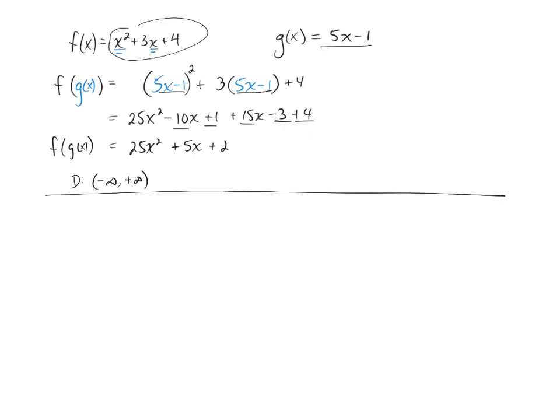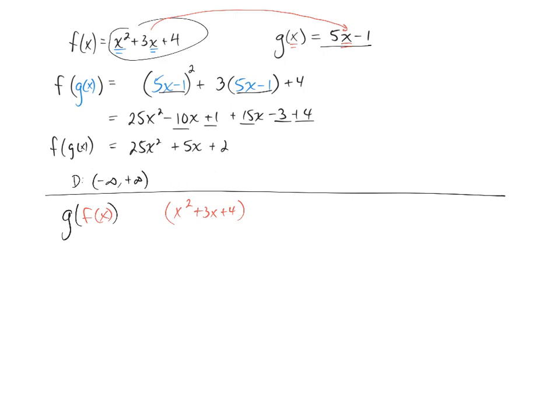So if we want to construct g of f of x, we'll say g is going to act on f of x. I'll make f of x stand out in red this time. That means that wherever we see an x in g, we are going to be using f of x. So f of x is x squared plus 3x plus 4.